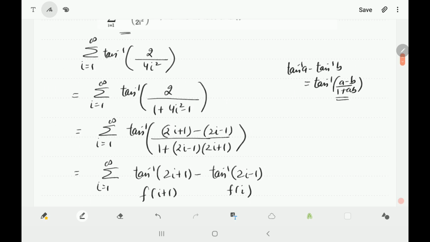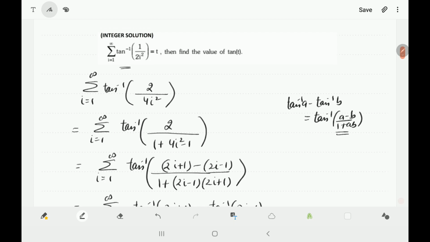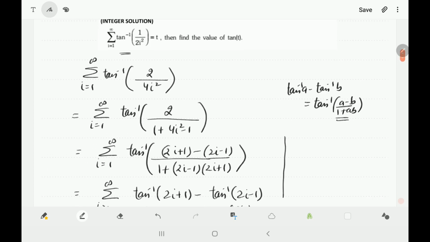But this is the value of the summation. Okay, you have to find the value of tan t. So the answer will be tan of pi by 4, which will give us the value 1, which is an integer only. Okay, so the answer for this problem is 1.